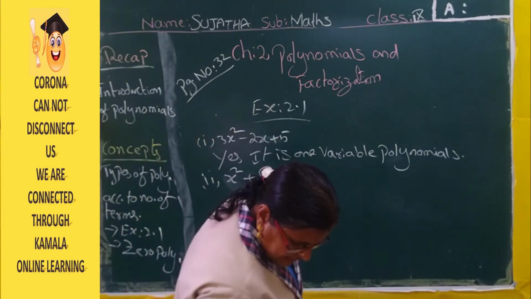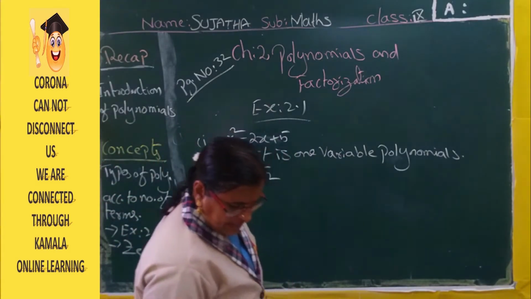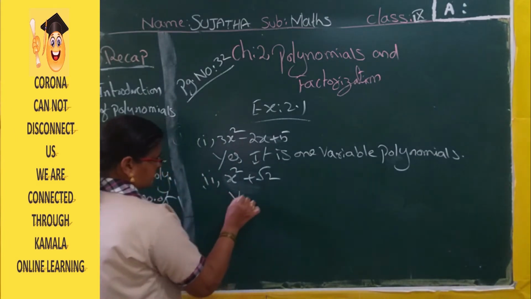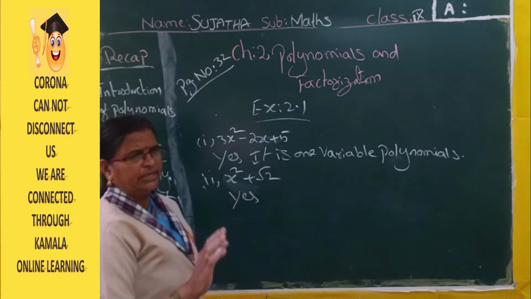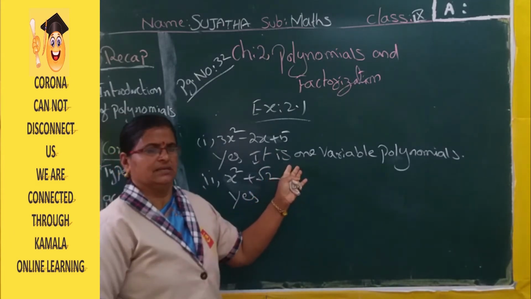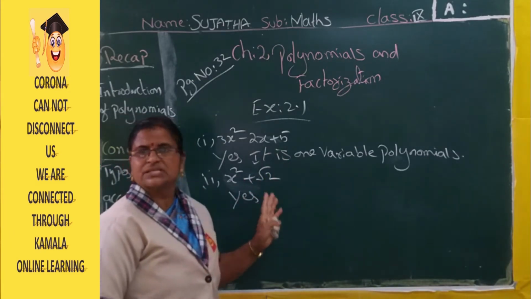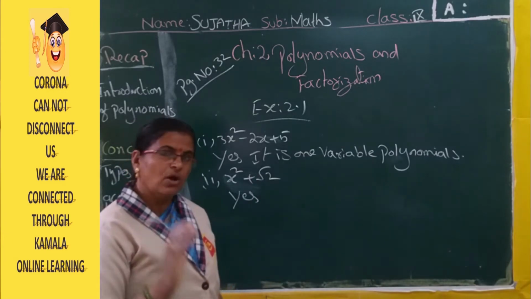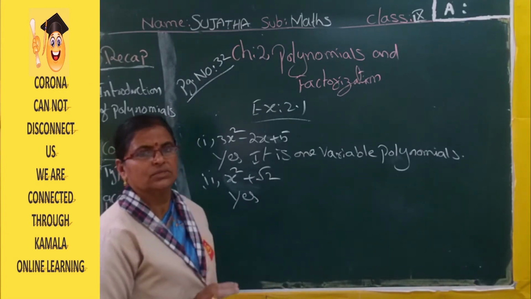Next, third one. p square minus 3p plus q. This is also yes. If it is yes, no need to give the reason. Why I gave it in the first sum is because the answer was no, that's why I gave the reason. From second onwards, if yes, no need to give the reason. If it is not a polynomial, then you can give the reason.